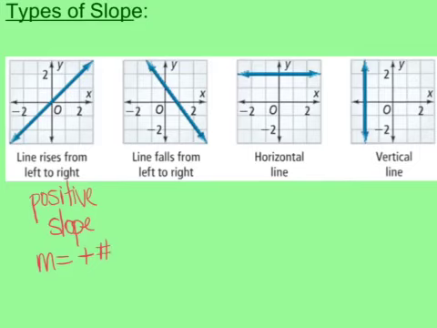Look at the next one. Again, if we read it from left to right, and I have a little person over here, well, they're going to be walking downhill. So if we're walking downhill, we're going to have a negative slope. Here you can see that the line falls from left to right, so that means that our slope is going to equal some negative number.